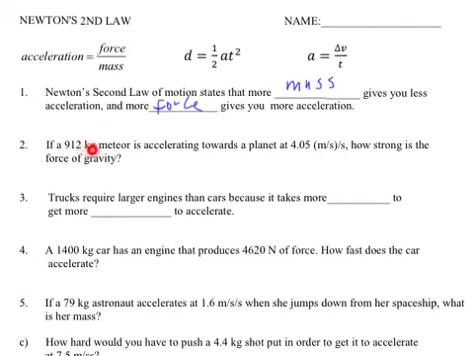I have a kilogram, that's a mass. I have an acceleration, and I'm looking for force. Here's my equation. So let's just try this here. My acceleration is 4.05 equals, and I'm looking for force, and I know the mass is 912. So I'm going to have to multiply both sides by 912.